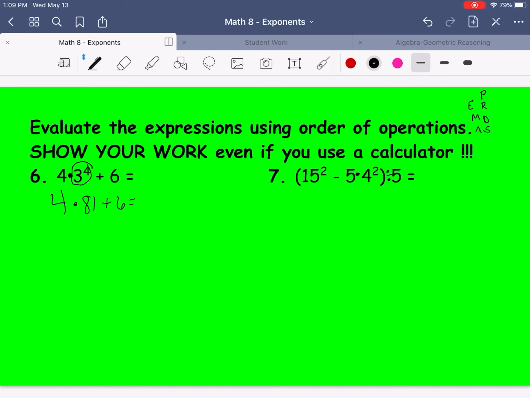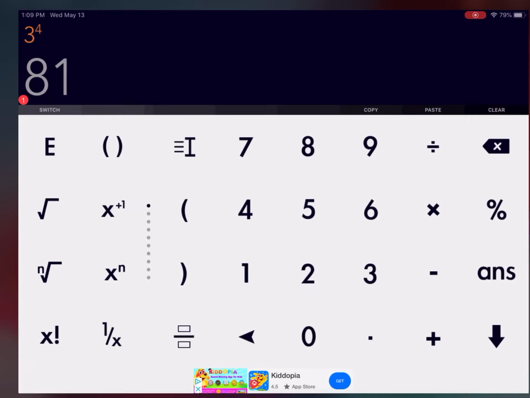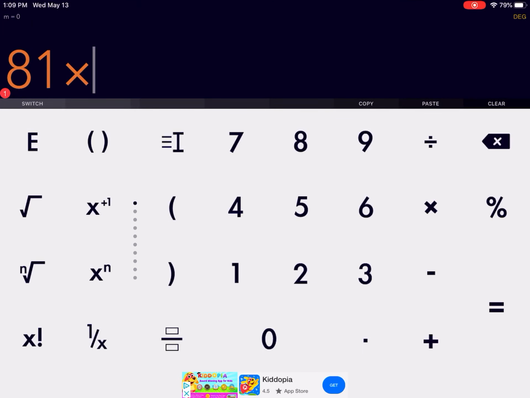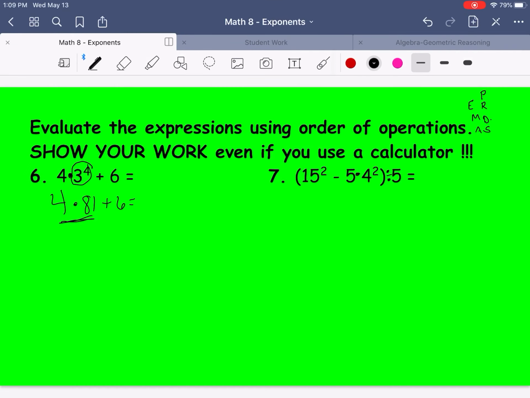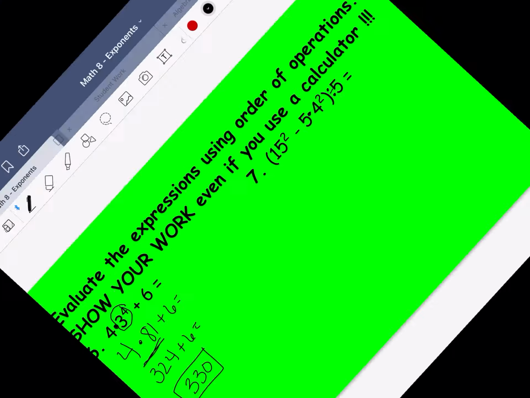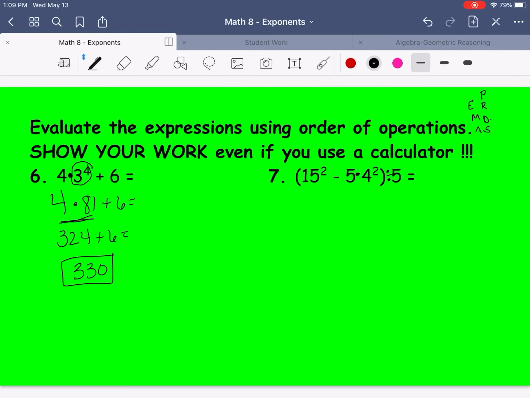Okay, next step, we have multiplication. So we do the 4 times the 81. Again, you can use your calculator, 324. And then plus 6 comes out to be 330. So that is how you show your work, even if you're using a calculator. Moving on to problem number 7.